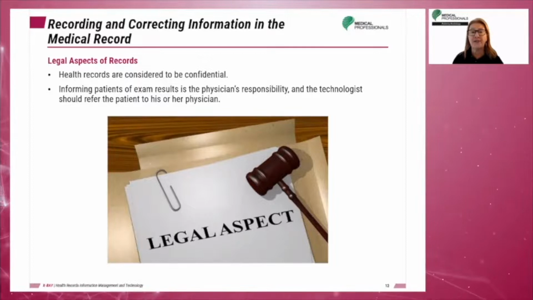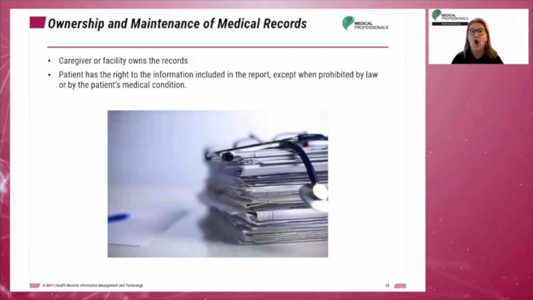Health records are considered confidential. Informing patients of exam results is the physician's responsibility. If patients request their records, the technologist should refer the patient to their physician. Although the caregiver or the facility own the records, the patient has the right to the information included in the report, except when prohibited by law or by the patient's medical condition.